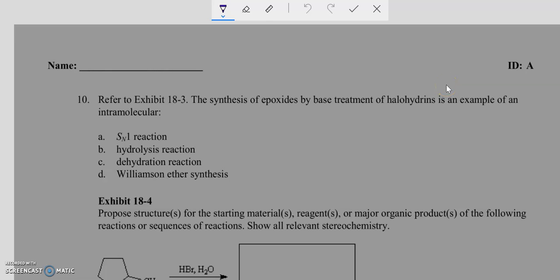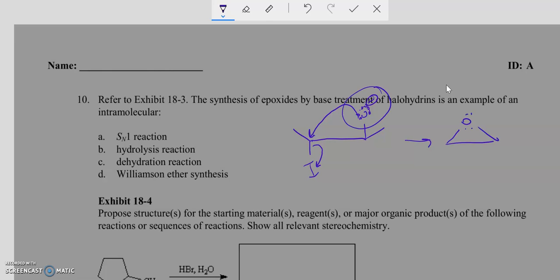Alright, so question number 10 is asking: synthesis of epoxide by base treatment of halohydrins is an example of intramolecular of what? Well, let's say you have a hydrocarbon chain here, and then you have iodine here, and then you have an alkoxide. So once you have the alkoxide, it is going to attack this carbon and the iodine is going to leave, right? So you make this epoxide.